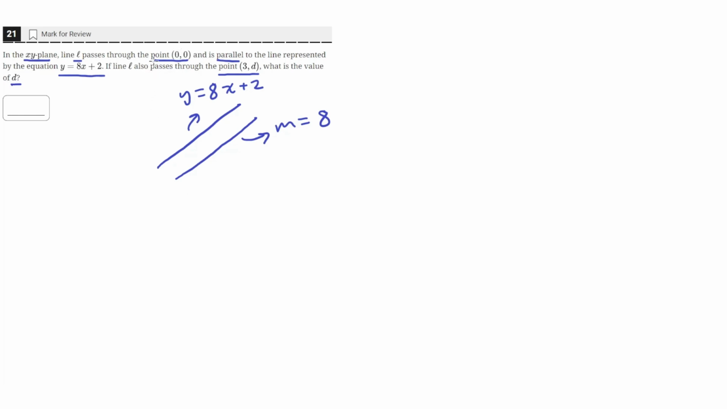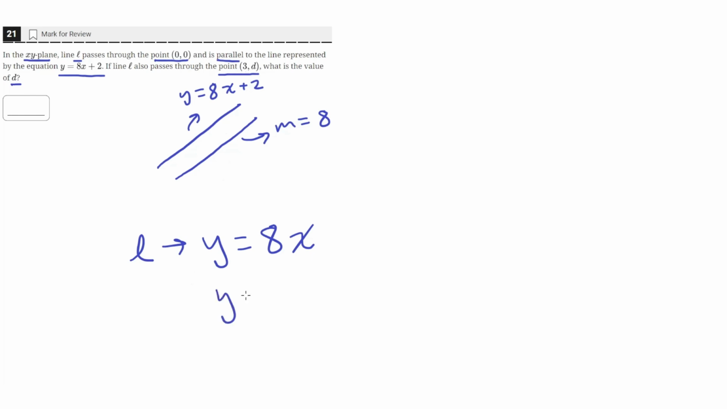It tells us that it passes through the point (0, 0), which means that when the x value is equal to 0, the y value is also equal to 0, so line L has a y-intercept of 0. So the equation of line L is y equals 8x. Using that, we can find the value of d when x is equal to 3.